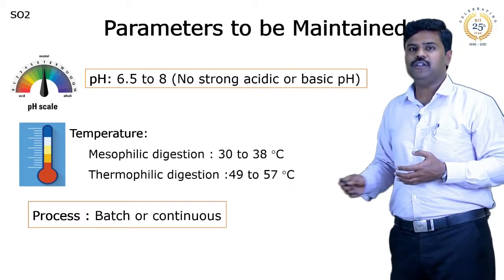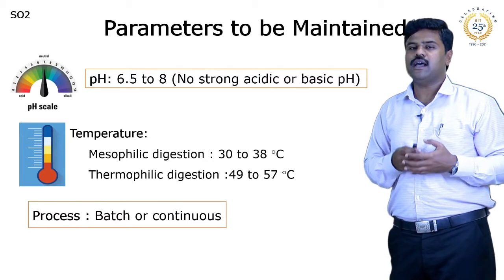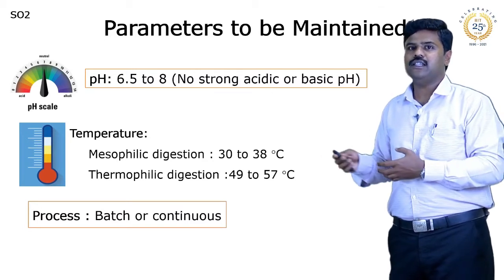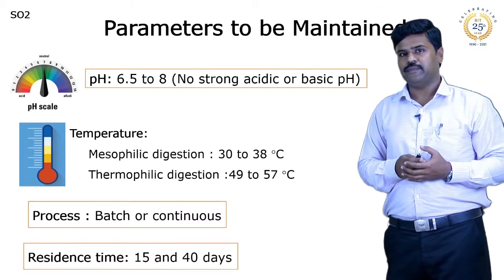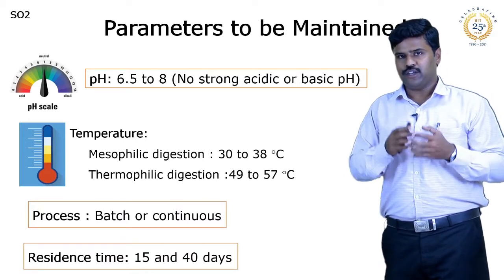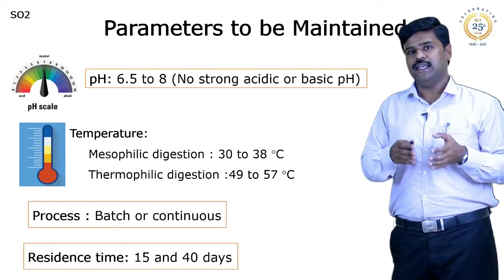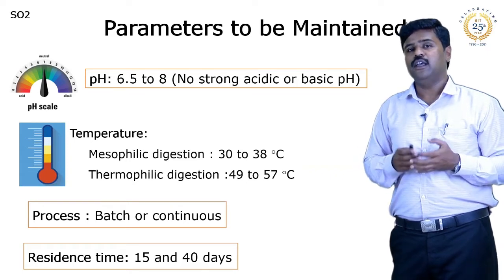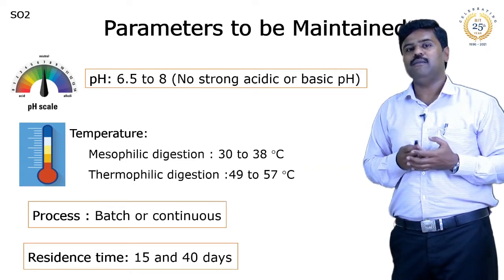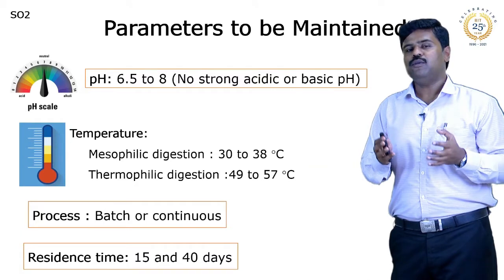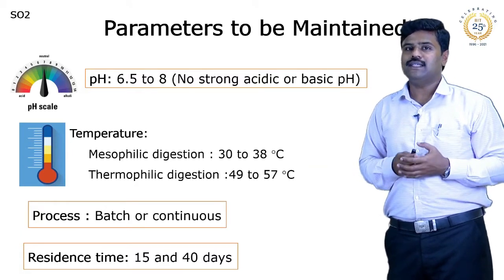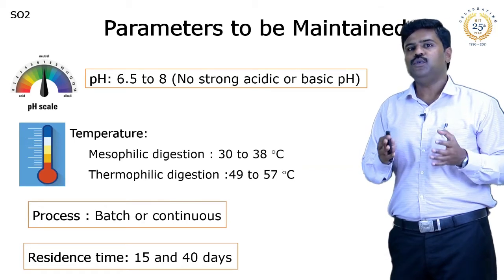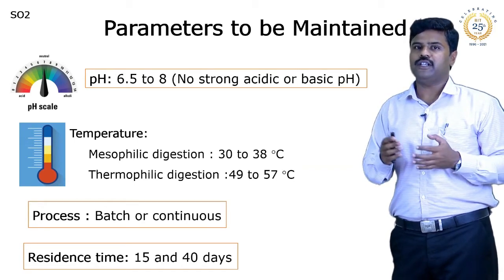In case of continuous, you can continuously feed the organic waste and you can continuously get the biogas production. And next is the residence time. Once you put the microbial source and the organic waste inside the anaerobic digester, you cannot expect the biogas immediately. The microbes will take some time for adaptation. That time we call it residence time. This is usually between 15 to 40 days.